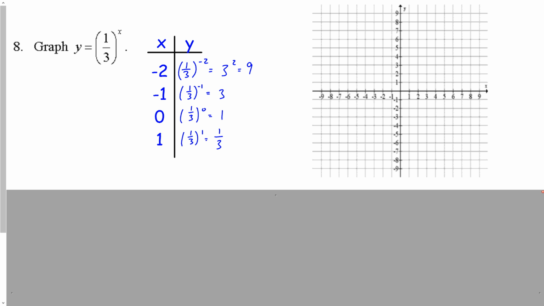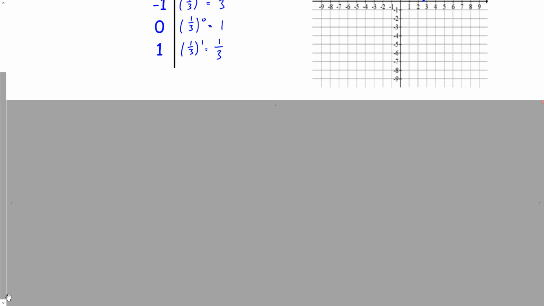So if we graph those points, (-2, 9), (-1, 3), (0, 1), and (1, 1/3). Now this also curves up and away from the x-axis, but it actually is curving down as you move left to right. So it's approaching the x-axis. So there's your general shape for an exponential decay graph. Looks a lot like an exponential growth graph, except now instead of as you move to the right, it curving away from the x-axis, now it's curving towards the x-axis. Numbers are getting smaller.